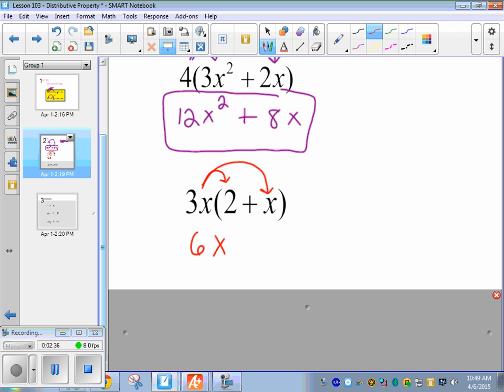Anybody know 3x times x? Evie? Close? Thomas? Nope, that'd be adding. There you go, Riley. So there's a plus sign in the middle. X times x, you guys, is x squared. So 3x times x is 3x squared.